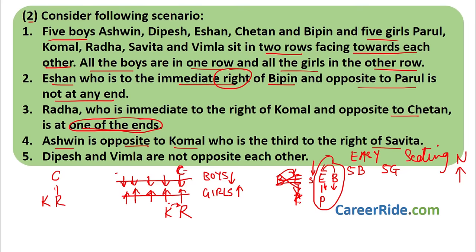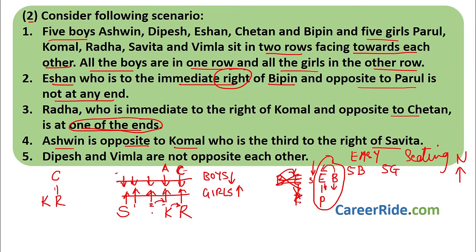Next sentence is, Ashwin is opposite to Komal. Again, we have a fixed position. Ashwin is opposite to Komal. Who is third to the right of Savita? So Komal is third to the right of Savita. If this is third to the right of Savita, this is second to the right of Savita, this is first to the right of Savita, and this is Savita.